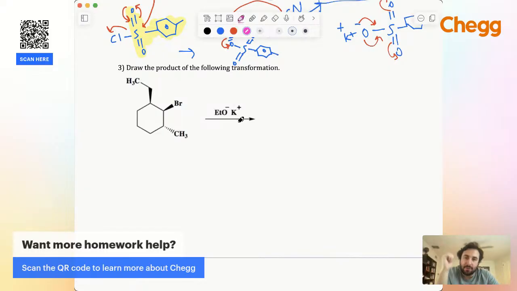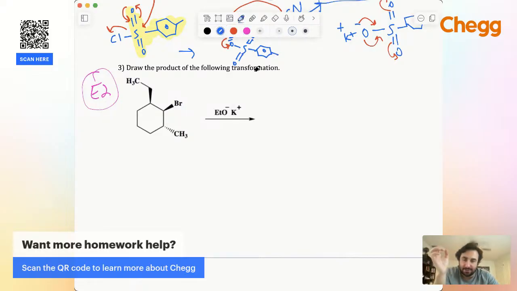Now, can we do substitution? We're probably not going to get a lot of substitution here because the ethyl group is providing a little bit of steric hindrance, and then we have a secondary substrate, but there is beta branching on both sides. So sterically, there might be trace SN2, but I don't think we're going to be getting very much SN2. So we're going to do E2. Okay, this is going to be an E2 reaction.